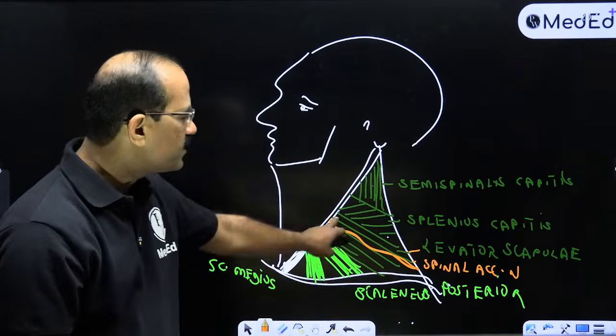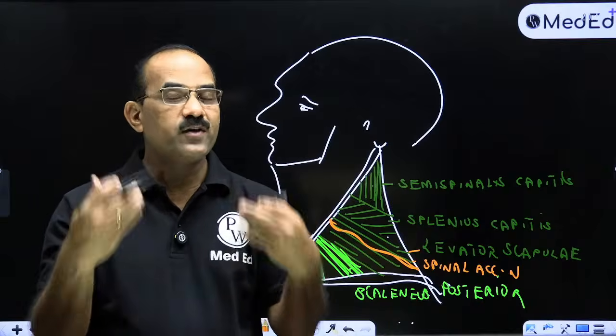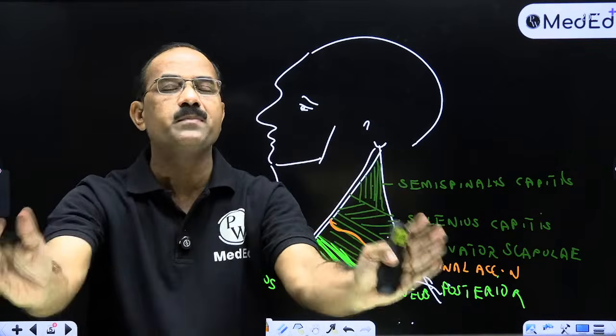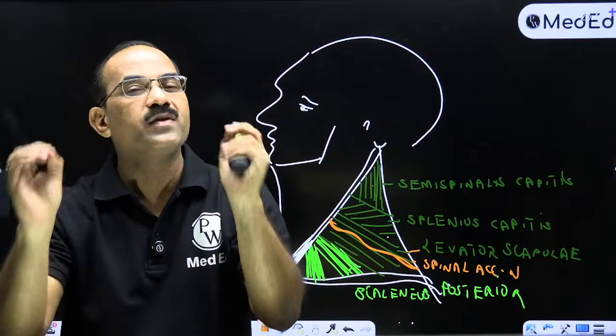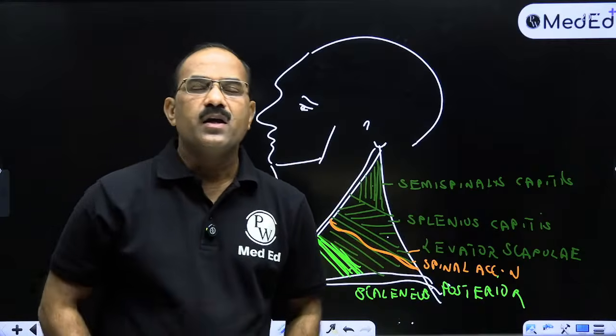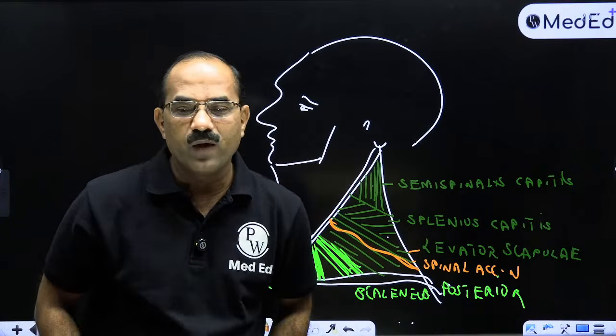The third content is the spinal accessory nerve. And this spinal accessory nerve lies on which muscle? The levator scapulae. That's a very, very important MCQ. The spinal accessory nerve lies on the levator scapulae. And this is extremely important. This is the most important content of the posterior triangle. Why?